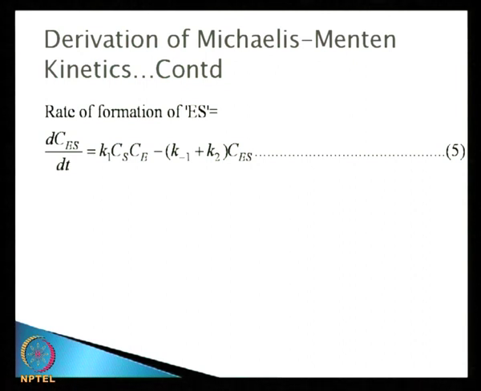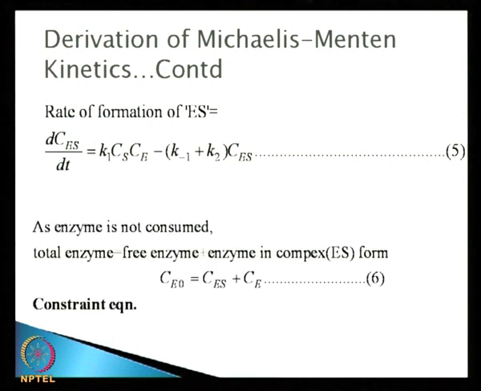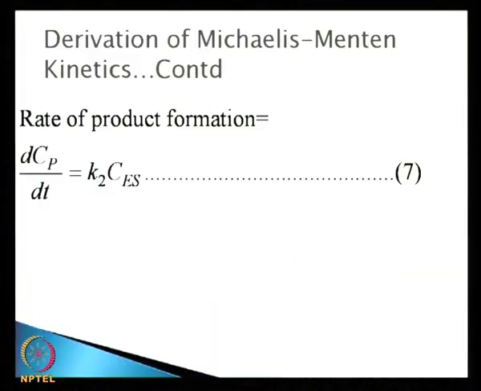So, this is the rate of formation of the complex ES given on the screen by equation 5, and another equation that we have is a constraint equation, which says that the total amount of enzyme, be it in the free form or the free form plus the form in the complex together, is a constant which equals what we started with, right. So, once we do that, then the rate of formation of product dCp/dt is K2 times CES.